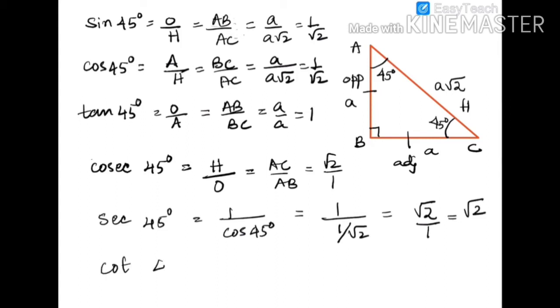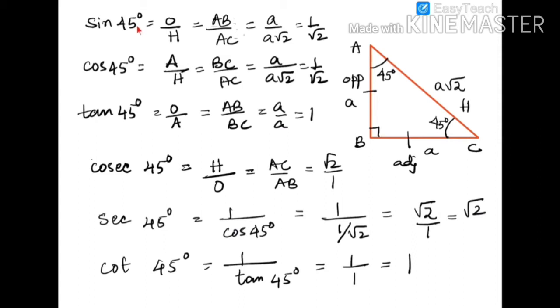Cot 45 degrees is equal to reciprocal of tan 45 degrees, that is equal to 1 upon 1, which is equal to 1. So we have written down all 6 ratios for 45 degree angle. If we take angle A into consideration and then write down these ratios, we are going to get the same values.